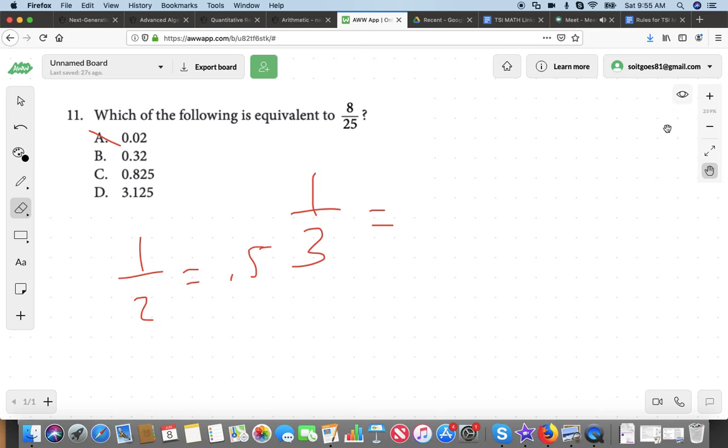Is that fair? No. Let's think in terms of money. Let's make this concrete. 0.02, that's 2 cents. 0.32, that's 32 cents. Right? 0.82, 83 cents, I'm going to round up. That's $3.13, rounding up again.